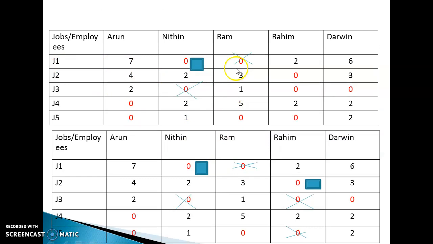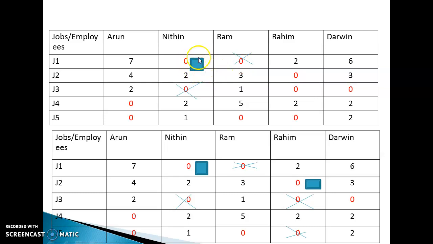Now you see first row. When you see the first row, just see the first 0 value here. So you put a box. That means I am assigning job 1 to Nitin. That means Nitin cannot perform any other jobs. Only one job to one person. That is, this 0 has to be crossed. Again, job 1 is assigned to only one person. That is, this 0 has to be crossed.